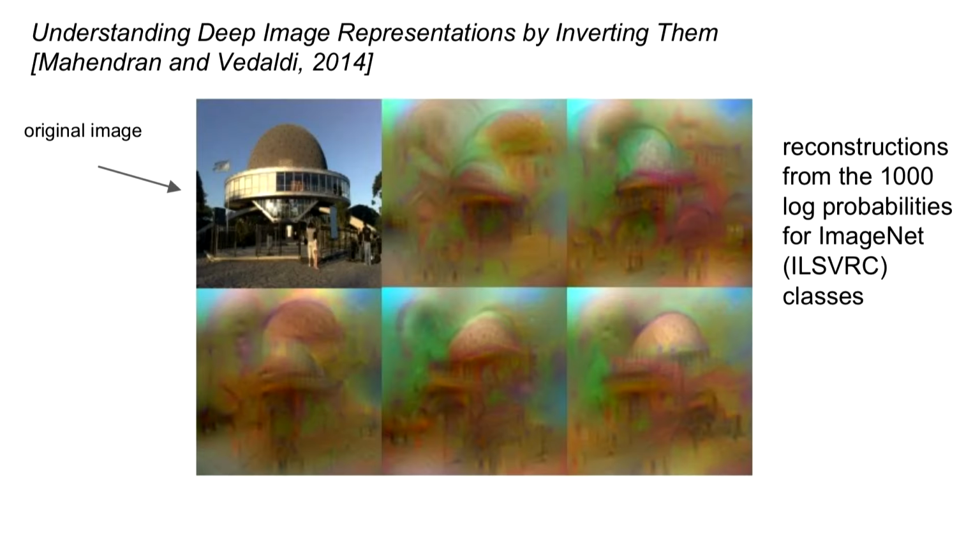Maybe it's got window, dome, that kind of thing as weak activations. And then when you run backwards, the network is able to optimize and get images that look somewhat like the input image.